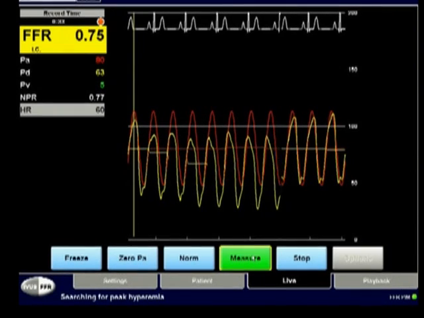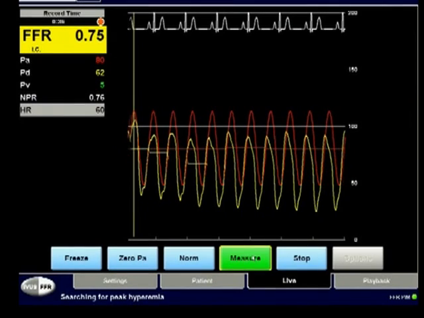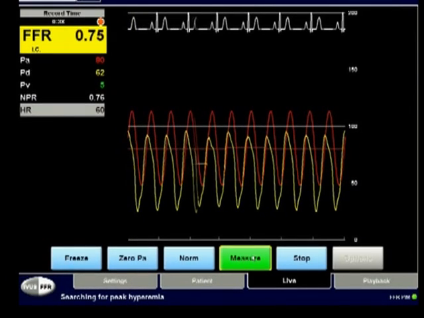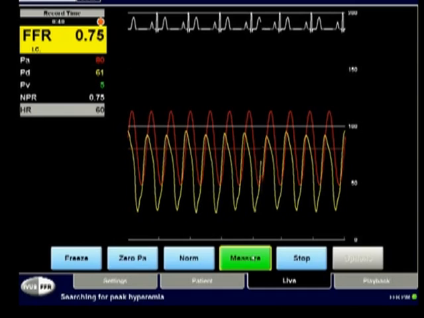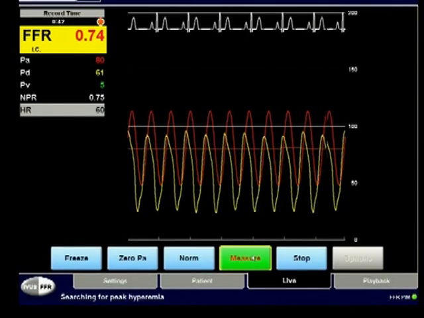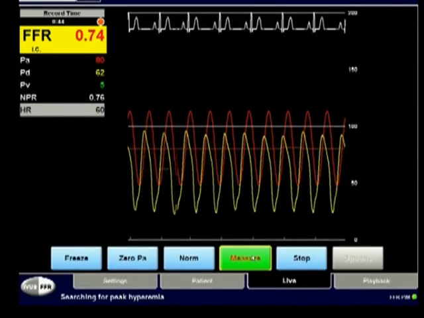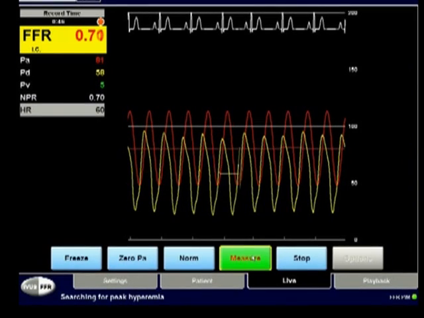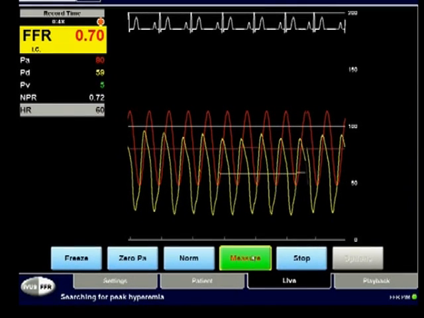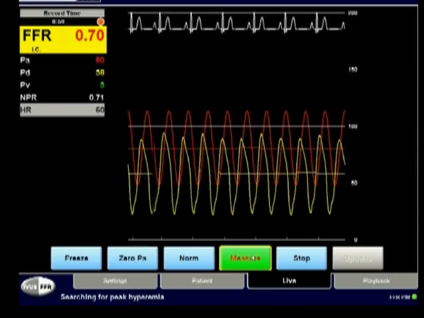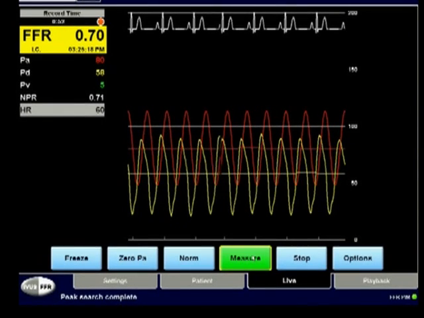and after giving adenosine you see there's a fall in the FFR from 0.90 to 0.74, suggesting that it is hemodynamically a significant stenosis. Any FFR less than 0.75 is significant, suggesting that the stenosis is hemodynamically significant.